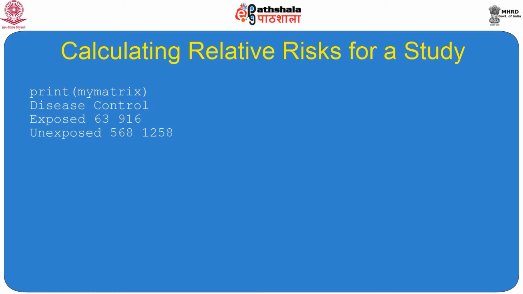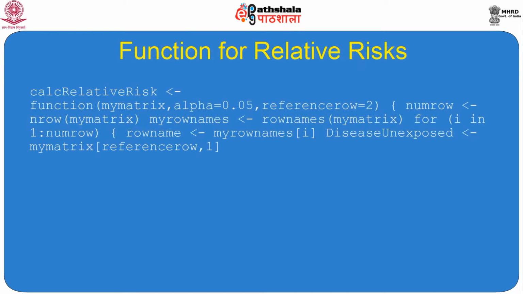It is sometimes used because it is the ratio of the risks in the exposed divided by the risks in the unexposed. As an alternative to relative risks, we will see absolute risks in another module. Now we will look at the functions to calculate the relative risks. This function is taken from R-bloggers.